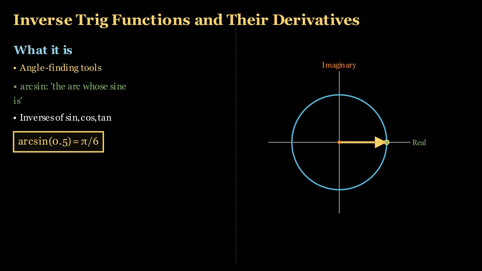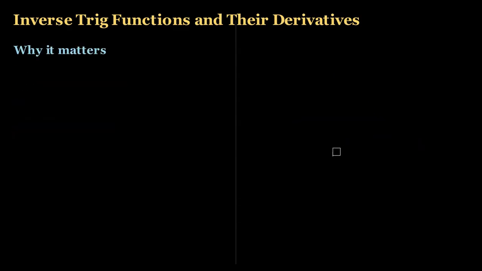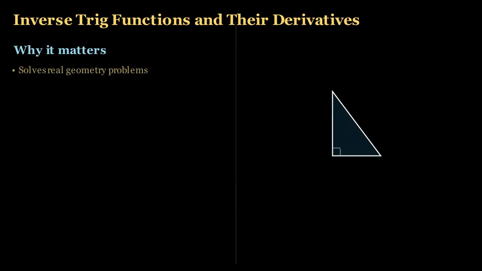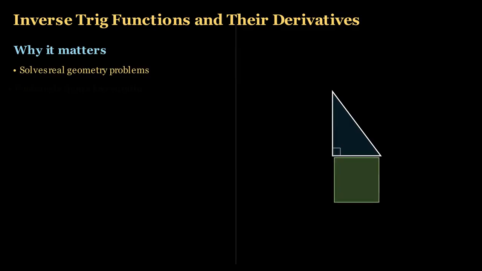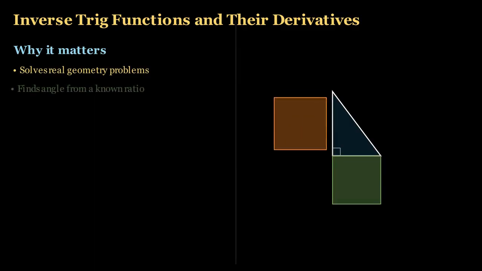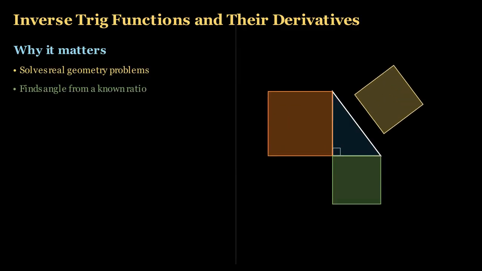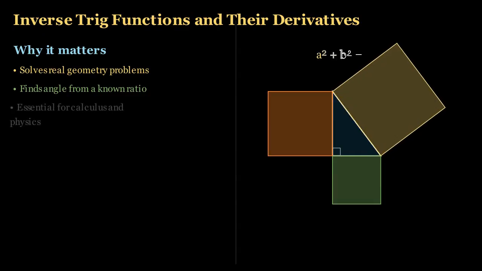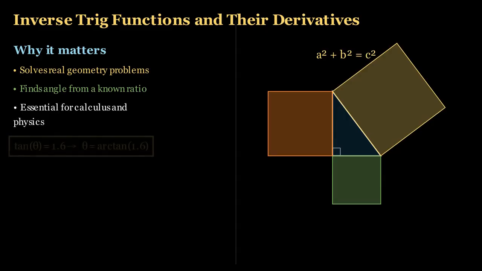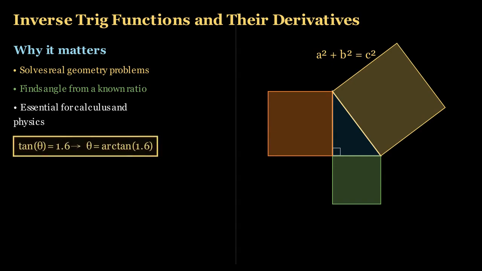Imagine you're looking at a tall building. You know you're standing 50 meters away, and the top of the building lines up with a point 80 meters high on a nearby crane. You can easily find the tangent of the angle to the top. It's 80 divided by 50, which is 1.6. But what is the angle itself? You can't build a ramp or aim a laser without knowing the angle. This is the core problem inverse trig functions solve, turning a known ratio back into the angle.